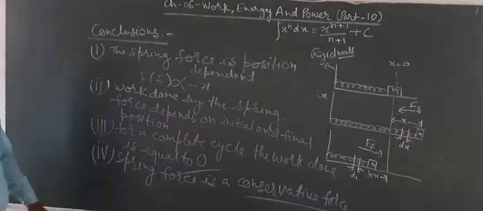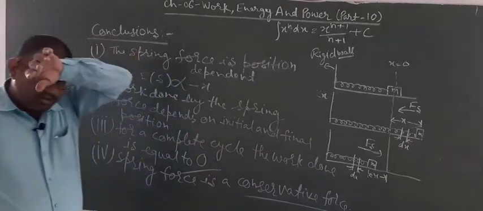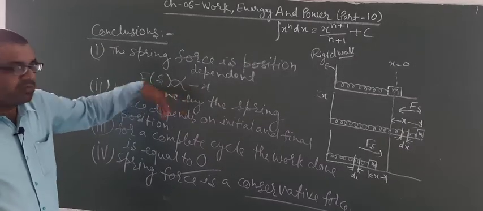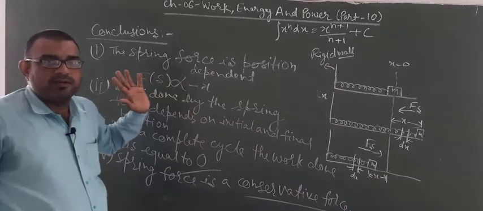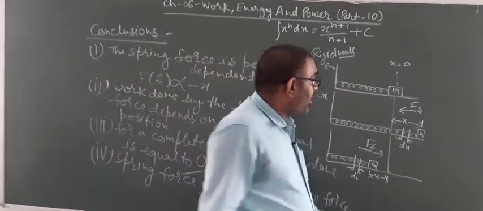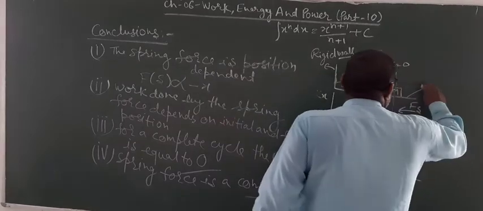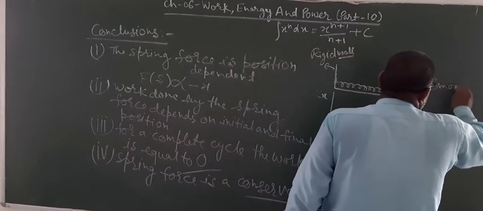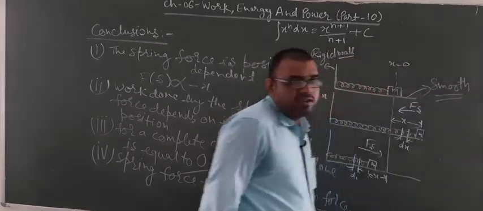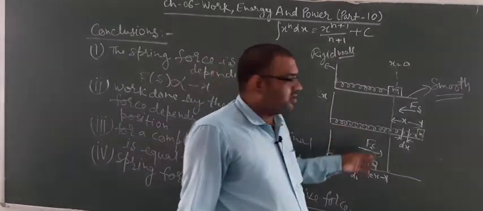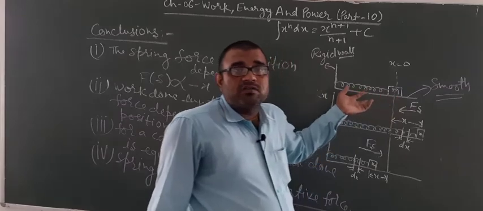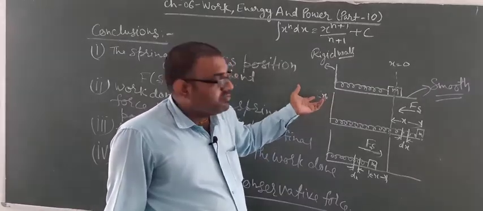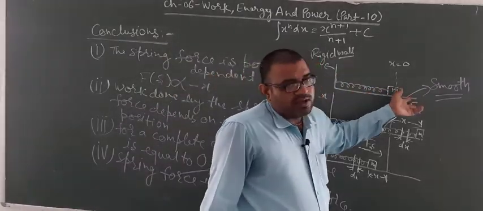Looking at these properties, the spring force is a conservative force. In spite of the fact that force depends on position, the work done by this force depends only on initial position and final position. One thing you have to keep in mind while doing all these things: we always suppose that the surface is smooth or frictionless. Because if there is friction, then certain energy is lost to overcome the friction, so then that force becomes not conservative. So we always suppose the surface is smooth.